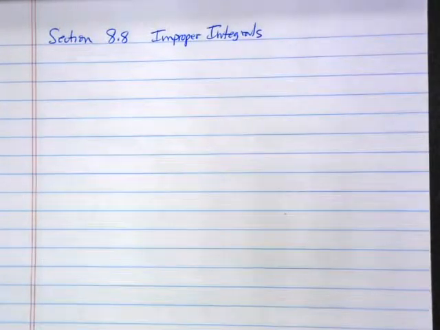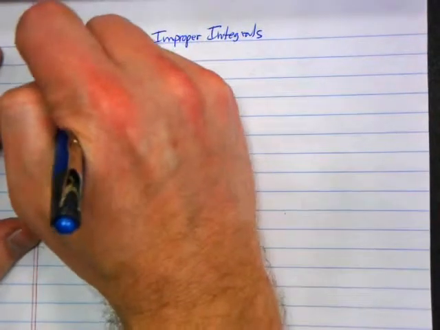Section 8.8, we're going to look at improper integrals. Improper integrals can come in several different forms. Today we're going to look at ones of the form a to infinity of f of x dx.